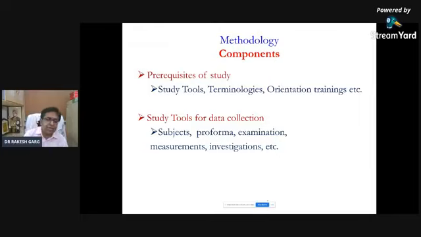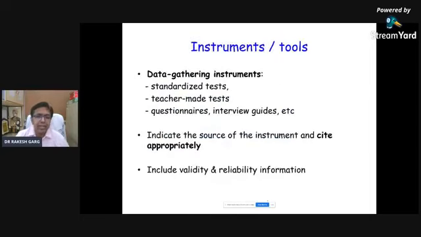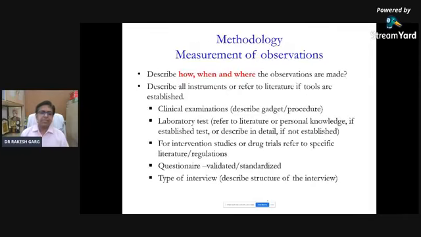So this should be very clear, and the data collection tool should be ready so that you are not missing any data. The instrument tools, as I mentioned, should be cited properly. The tool should be a validated one, or a standardized test or standardized tool, and that is very, very important for the validity of your outcomes, the validity of the data that you have collected from these methods.